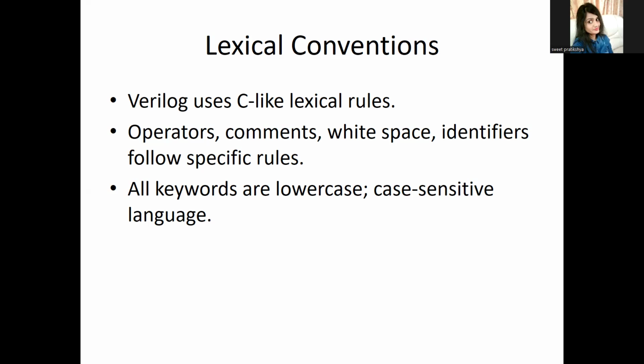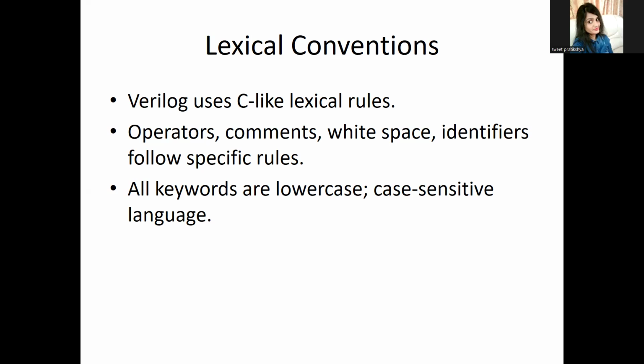Suppose we are writing a word in capital letters and the same word in small letters, each will be entirely different and they will be considered different identifiers. So one point we need to keep in mind is that Verilog is case sensitive.